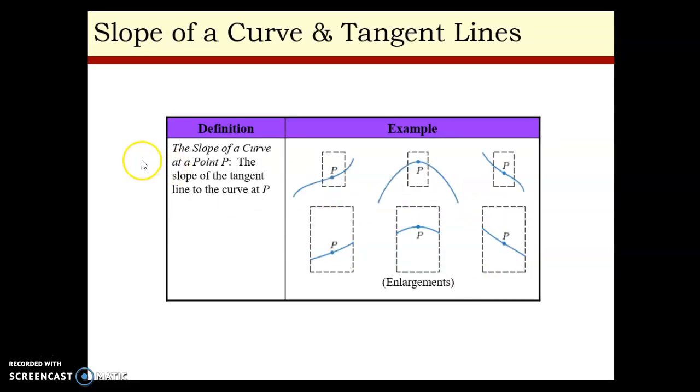The slope of a curve at point P is the slope of the tangent line to the curve at that point. You notice there are different ways to look at this, but it's always this slope right here at these different points, and it's tangent to that curve.